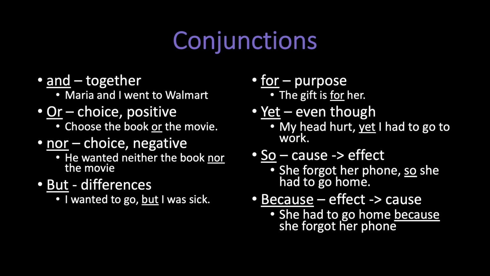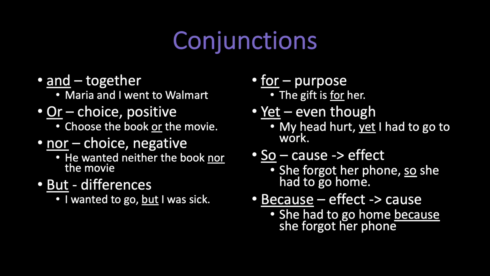Maria and I went to Walmart. It's talking about me and Maria, both of us and us. Or means that there's a choice in a situation and both options are good, like you want both of the options or they're both possible. So I'm telling you to choose the book or the movie. Those are both good options or both something that could be chosen.